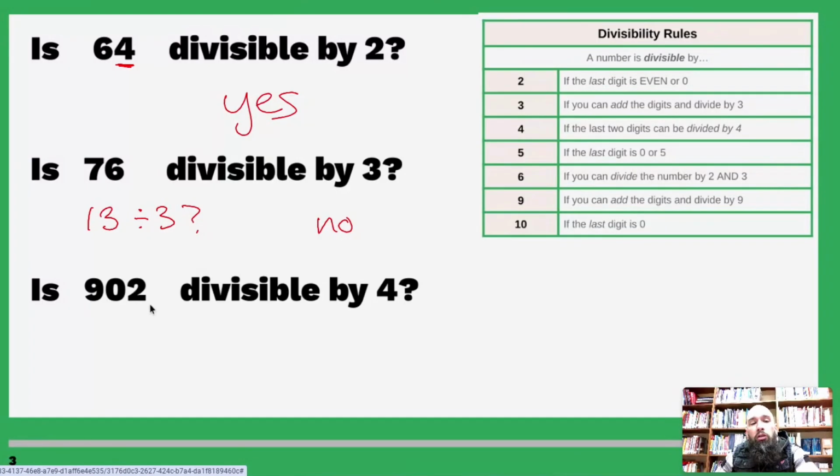Is 902 divisible by 4? Well, if it's divisible by 4, then the last two digits can be divided by 4. So 02 are the last two digits. Is 2 divisible by 4? Can you do 2 divided by 4? No. So 902 is not divisible by 4.